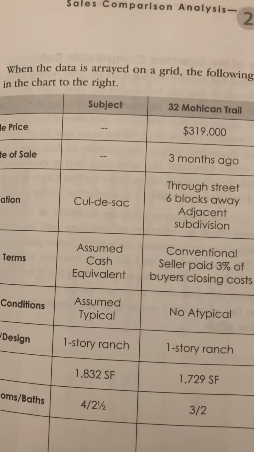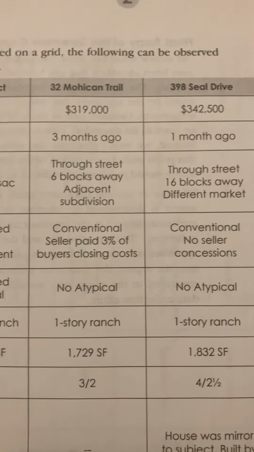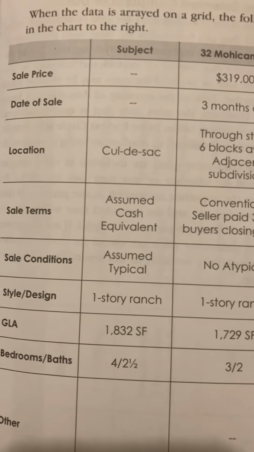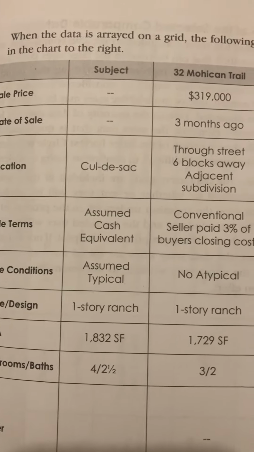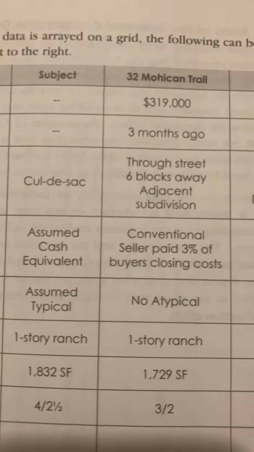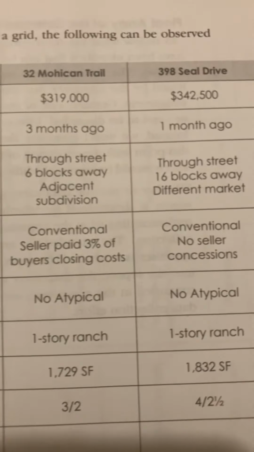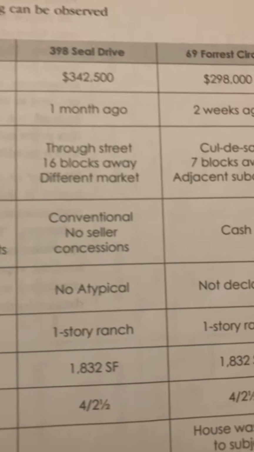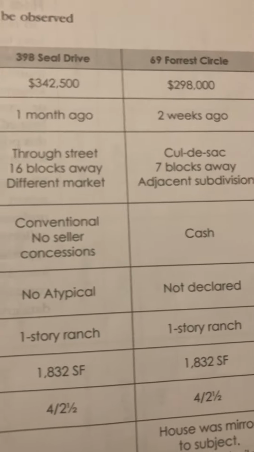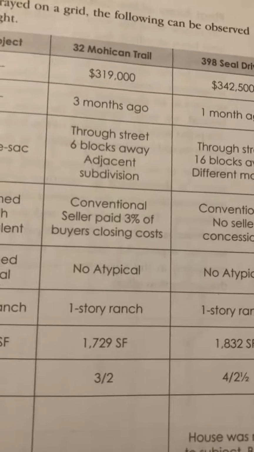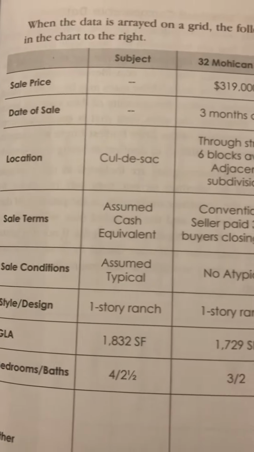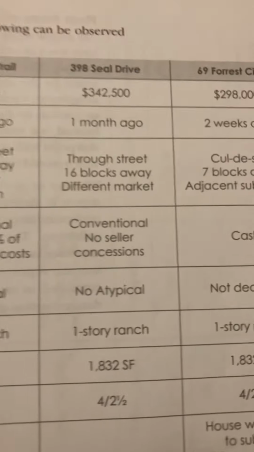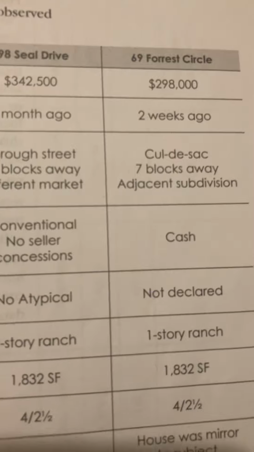When the data is arrayed on a grid, the following can be observed in the chart to the right. Going down the first column, you've got your subject. Obviously, it's not sold yet. Comp 1 was $319,000. Comp 2 was $342,500. And comp 3 was $298,000. Date of the sale: first comp was 3 months ago. Second comp was 1 month ago. And comp 3 was only 2 weeks ago.